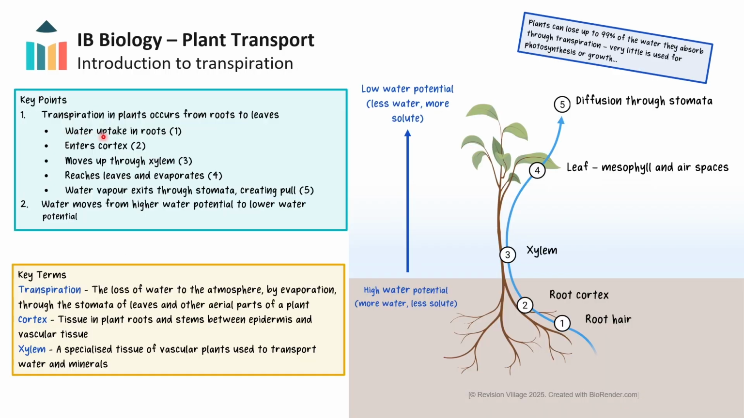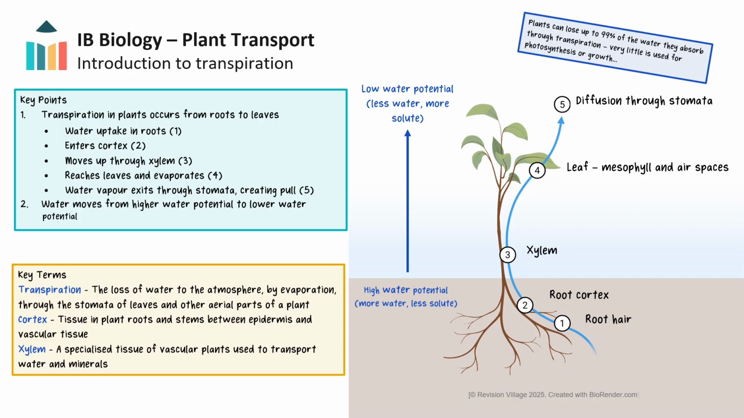Water movement through a plant begins in the roots, where root hairs absorb water from the soil by osmosis. This occurs because the root hair cells have a lower water potential due to the active uptake of mineral ions. Once inside the root, water travels through the cortex towards the vascular tissue in the center. From there, water enters the xylem vessels and begins moving upwards through the stem. This upward movement is primarily driven by transpiration pull, though root pressure and capillary action also assist.